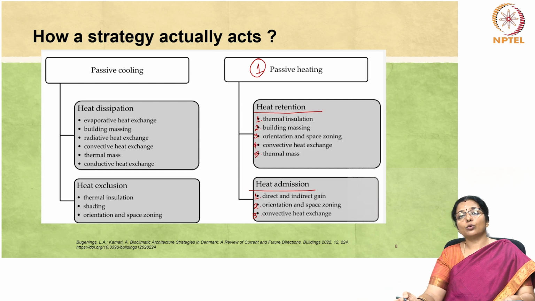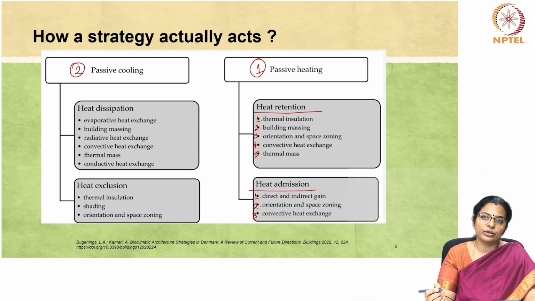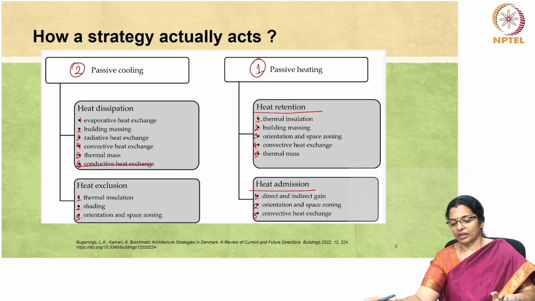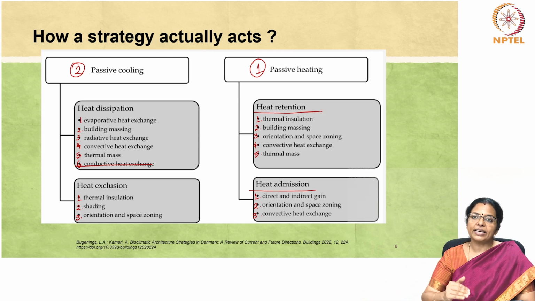If we look at exclusion of heat, when you want cooling, then what do you do? You exclude the heat from entering. That can happen through thermal insulation, shading, orientation and space zoning. And the dissipation can happen with evaporative heat exchange, building massing, radiative heat exchange, convective heat exchange, thermal mass and convective heat exchange. Okay, this gets repeated. So, this is how the strategy of admitting the heat and storing the heat can work.